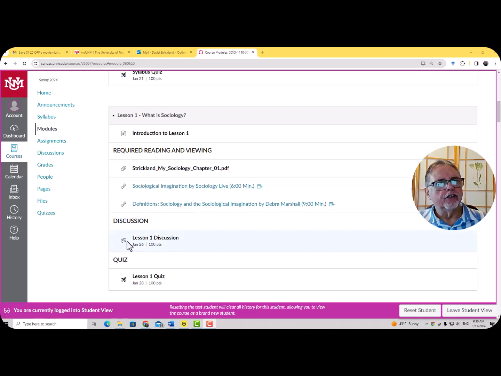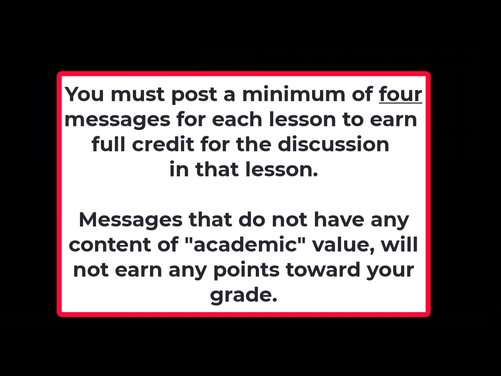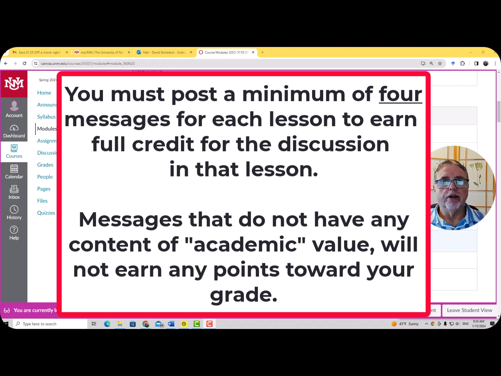And then there's a discussion that'll be required. And for the discussion, you're going to need to post at least in order to get full credit, right? So you could post a question about the lesson after you've read it and looked it over. You could post an answer to someone else's question. Maybe other students have asked some questions about it. You could post an answer to what they've said. And thirdly, you could talk back and forth with other students about the concepts in that lesson. And as long as your posts have some academic value, then they count.